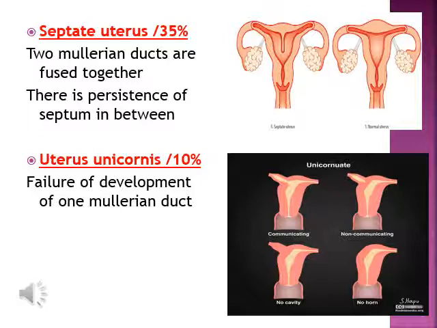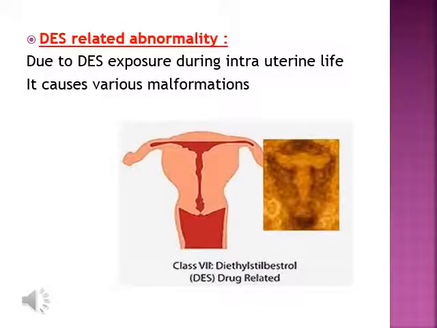And the next one, the uterus unicollis, is 10% of cases. There is failure of development of one Mullerian duct, and in this case, only one fallopian tube will be present. The last one is DES-related abnormality. It is mainly due to DES exposure, that is diethylstilbestrol exposure during intrauterine life, and it causes various malformations during the period of embryogenesis.